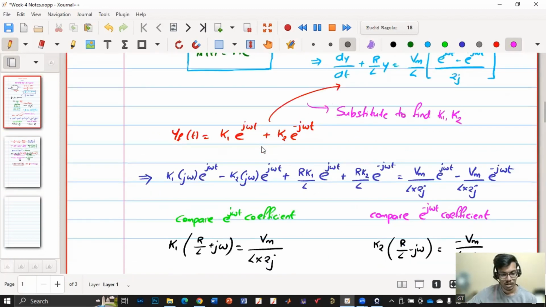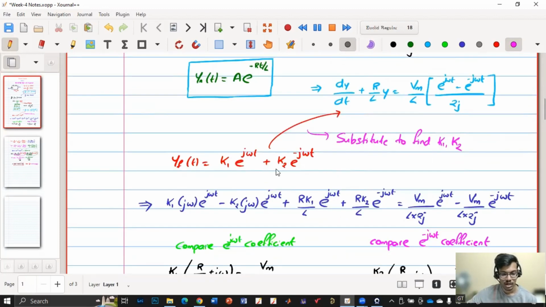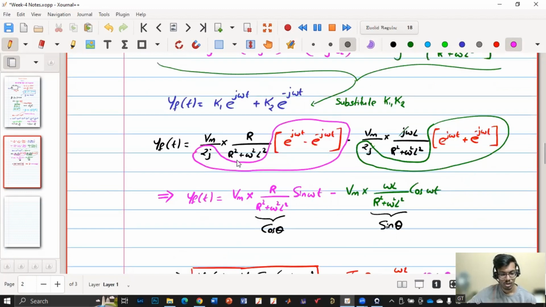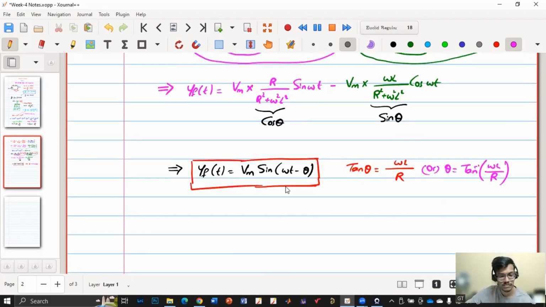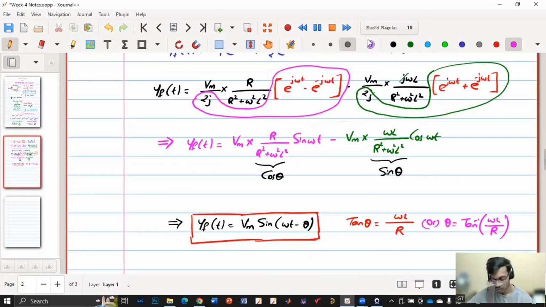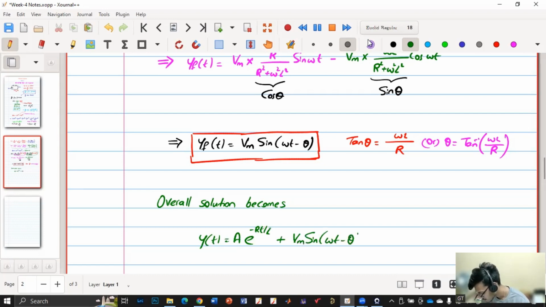So just to summarize, for forced response, we have converted this sine into exponential terms, and then we have written the generalized solution, and we have then back substituted this expression in the given differential equation to solve for k1, k2. We have solved k1, k2, and then we have again substituted in our solution to get the forced response solution. So yf of t is Vm sin omega t minus theta. And I know my natural response is A into e to the power minus Rt by L. Okay. So now the overall solution becomes y of t is equal to A into e to the power minus Rt by L plus Vm sin omega t minus theta. But how do I find A?